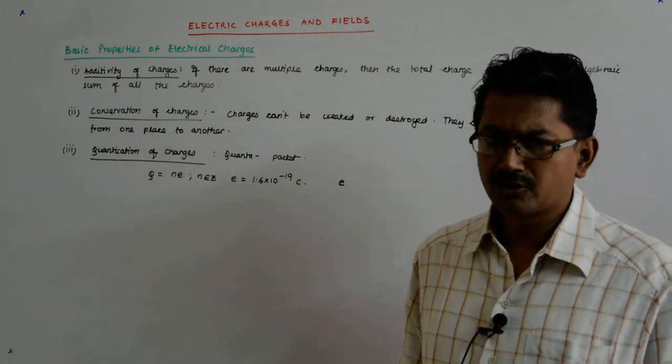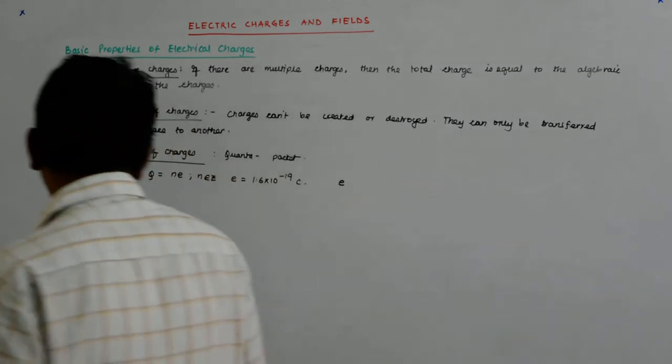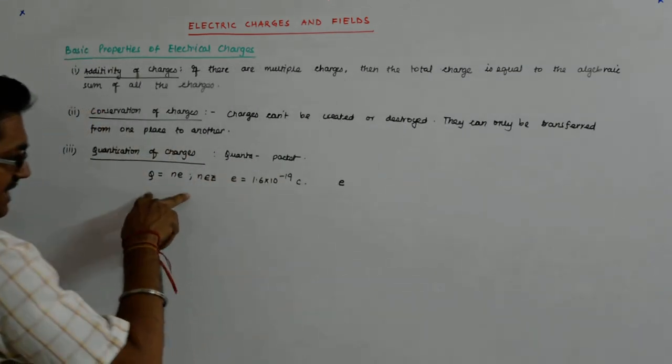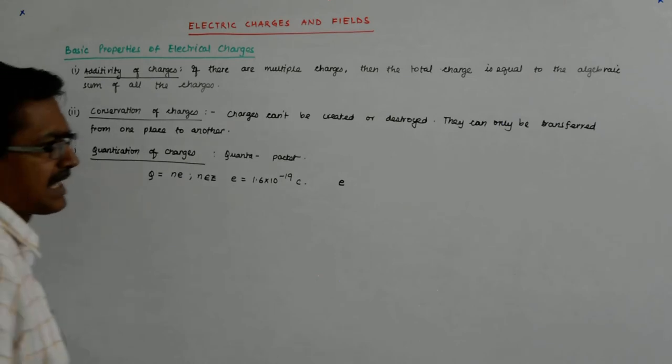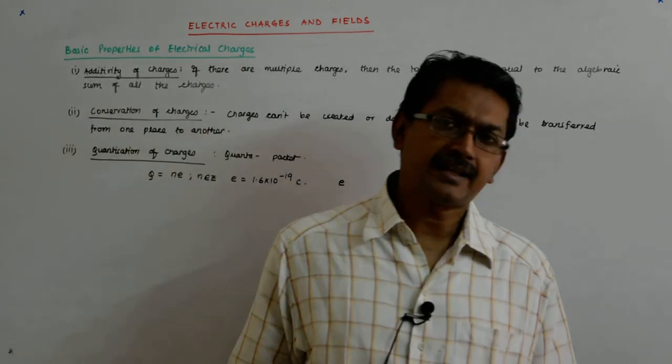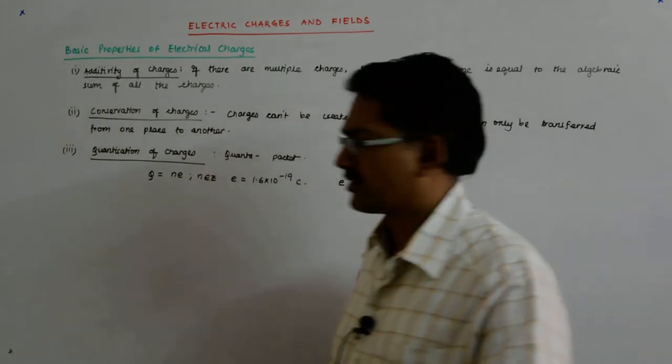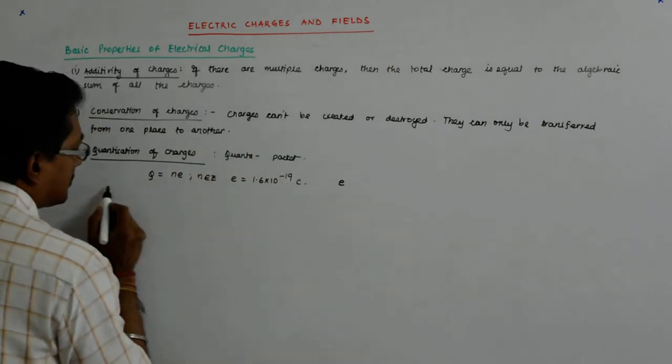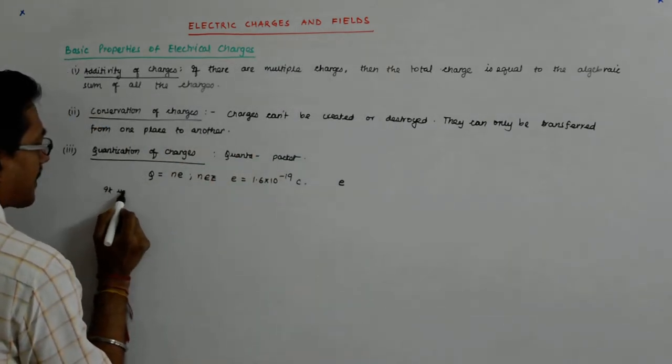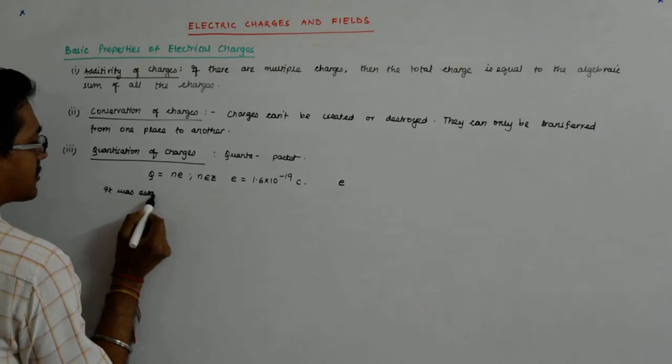It was Millikan's oil drop experiment which established this. That's a classic experiment, and for that he got the Nobel Prize. We have one coulomb, that is also established.